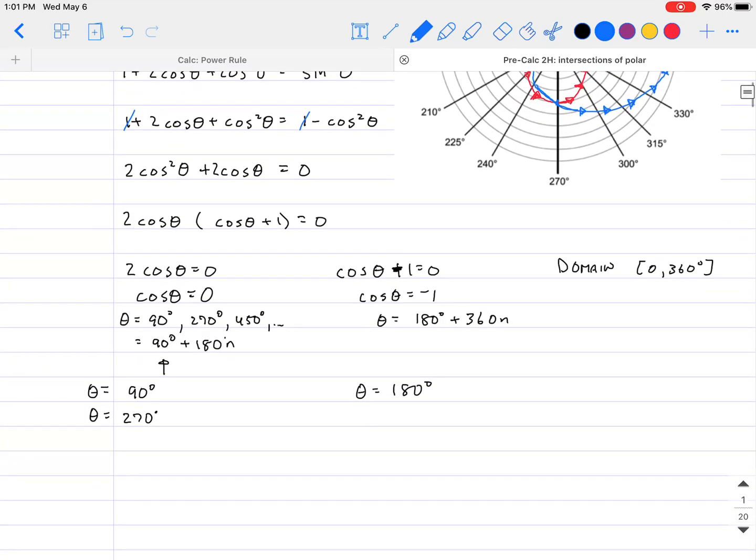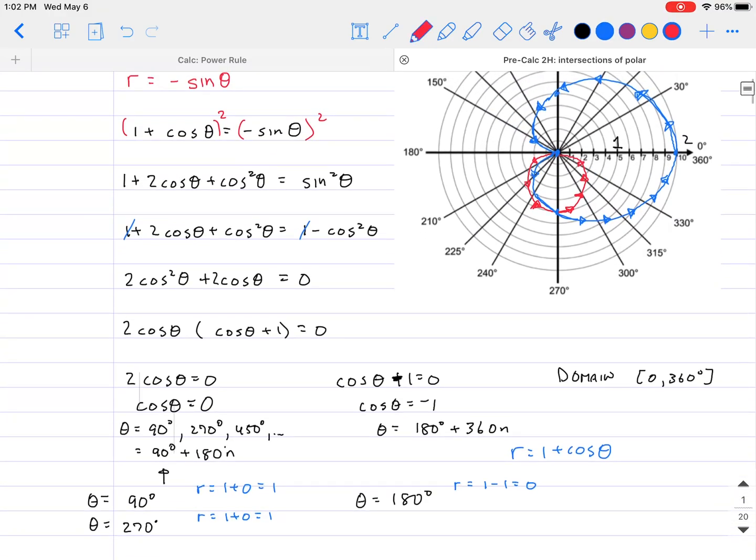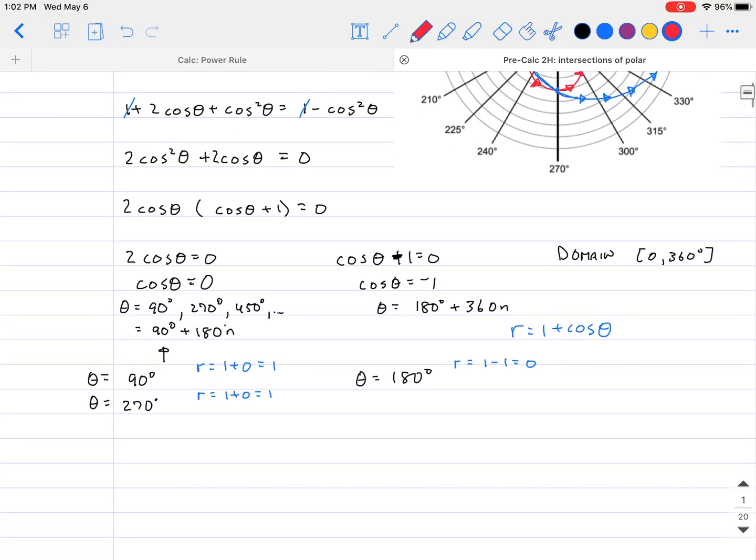Let's denote that as blue. If I take r is equal to 1 plus cosine of theta and plug it in where theta is equal to 90, we get r equal to 1 plus 0, which is equal to 1. For the other one, we get r equal to 1 plus 0, which is also equal to 1. And for this one, we get r equal to 1 minus 1, which is equal to 0.